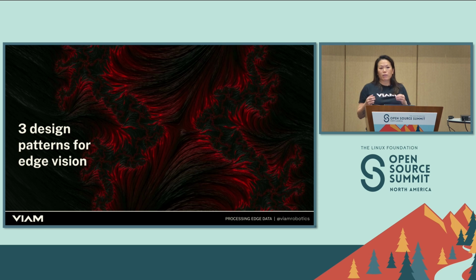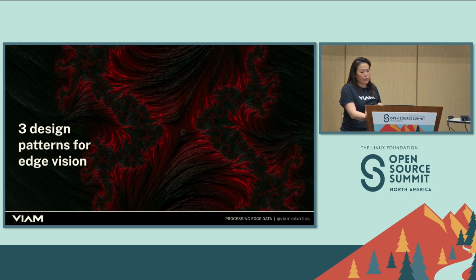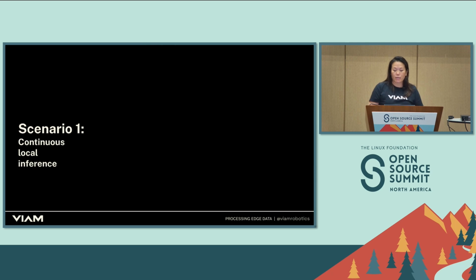Instead of throwing bigger models at the problem, we can optimize down and build leaner systems. So let's talk about 3 design patterns, starting with continuous local inference. We want to run the model locally and then only send events or metadata upstream.